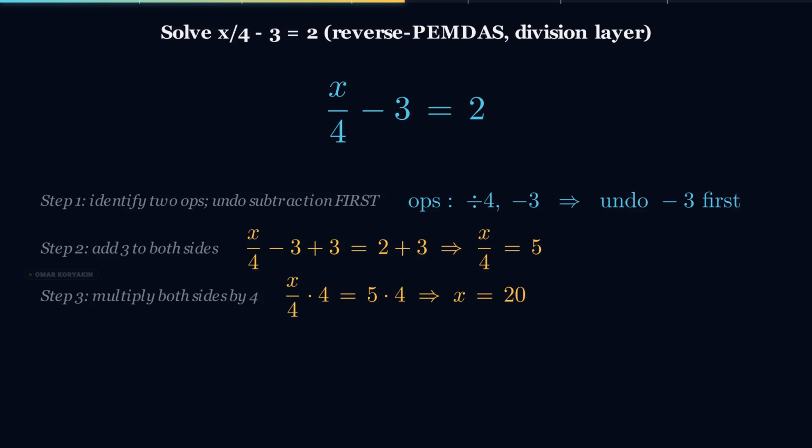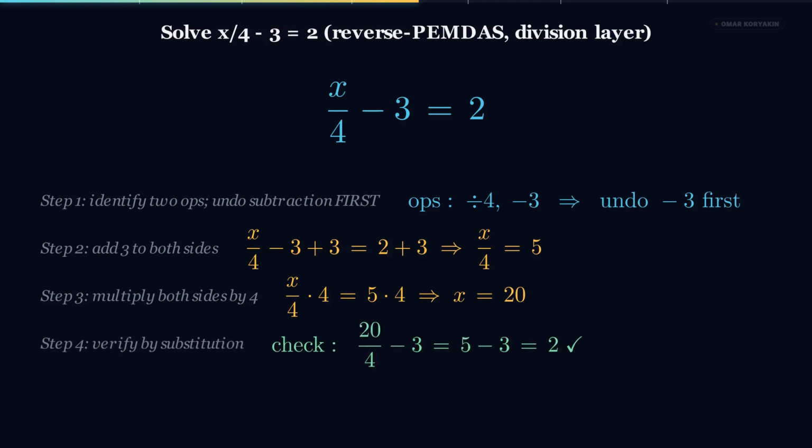The left side becomes x over 4 times 4, which simplifies to x because the 4 in the denominator cancels with the 4 we just multiplied by. The right side becomes 5 times 4, which equals 20. The equation is now x equals 20, the goal form.